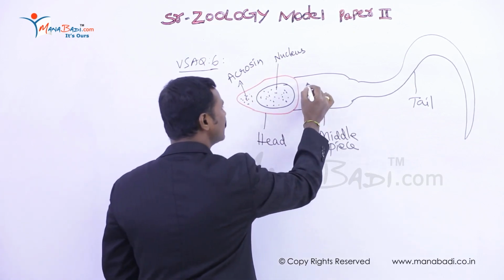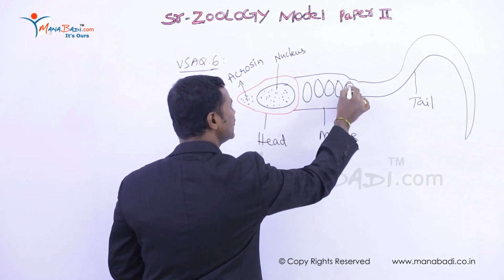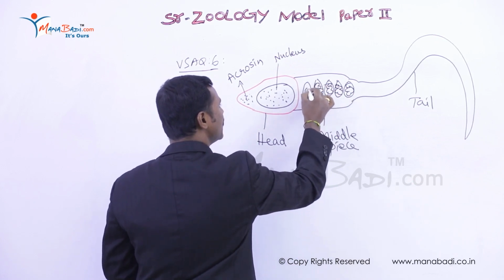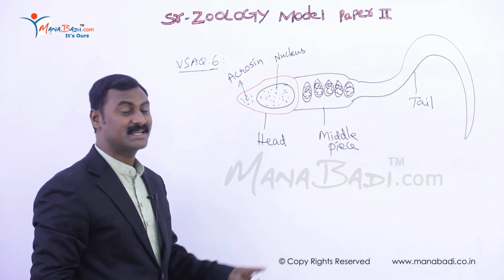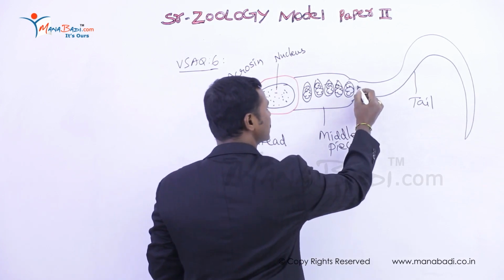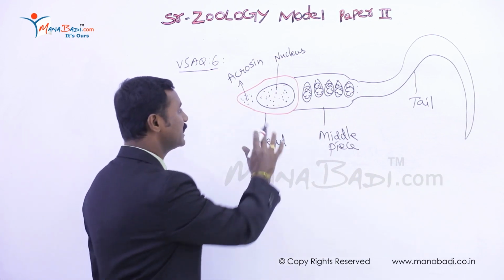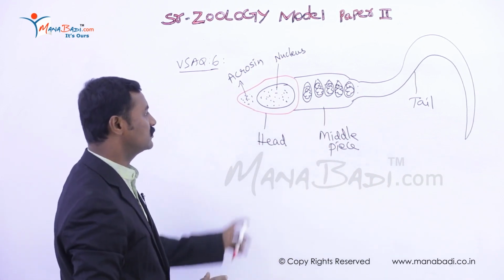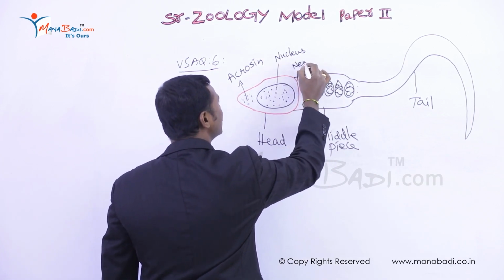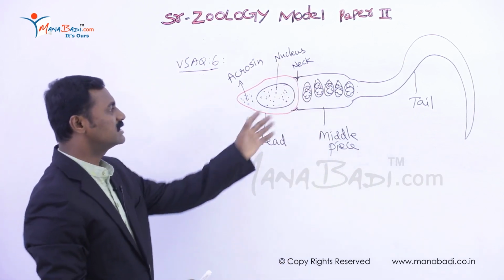What is the specialty of the middle piece? In the middle piece, a large number of mitochondria are present, which help in the swimming of the sperm. The next part is the tail region, which also helps in swimming. You have to mention these parts clearly so you will get full marks. In between the middle piece and head, you can put a small depression and label it as the neck. So this is all about the sperm diagram.